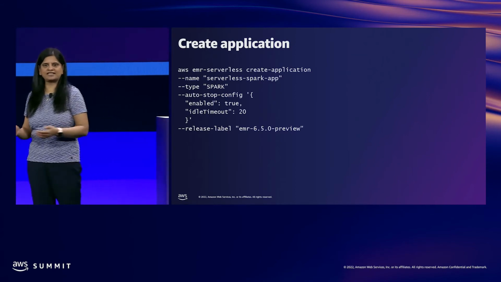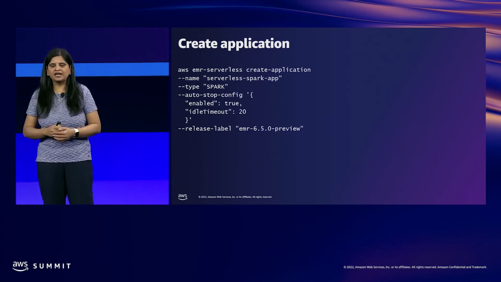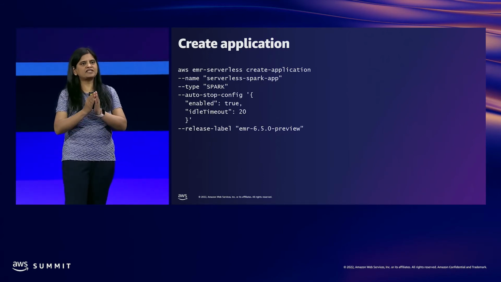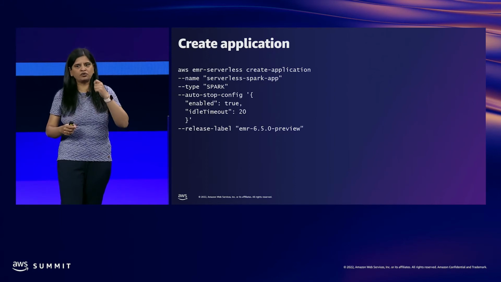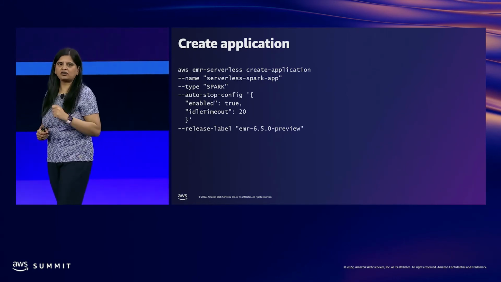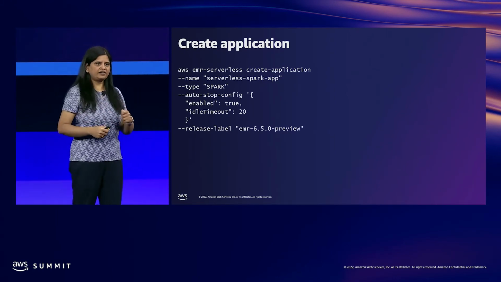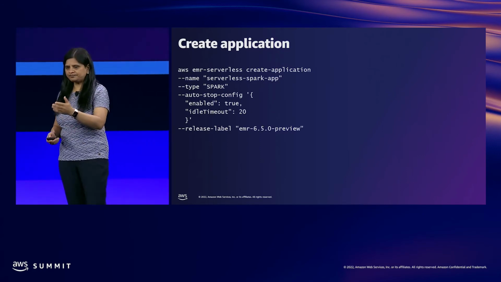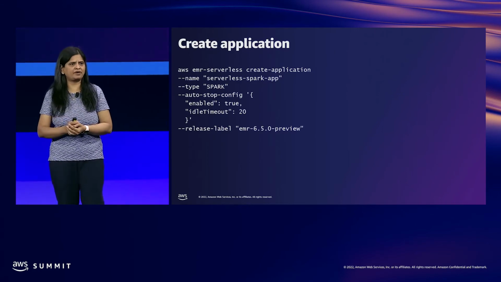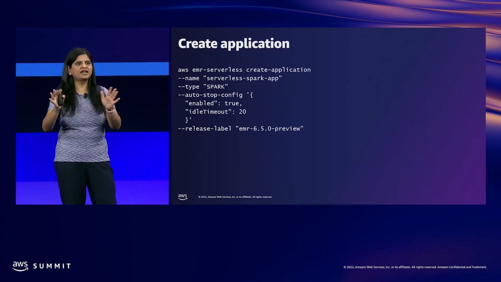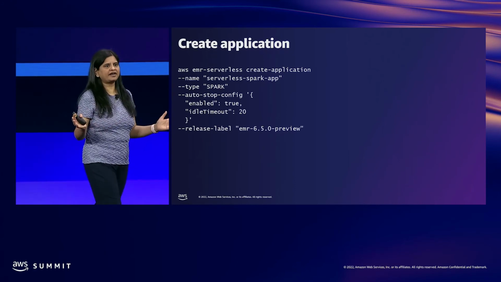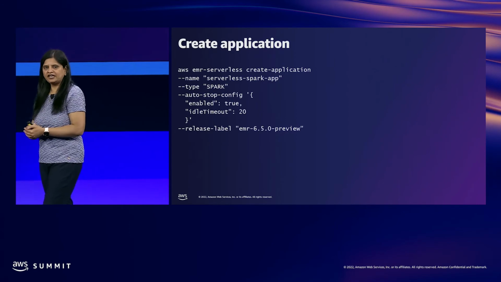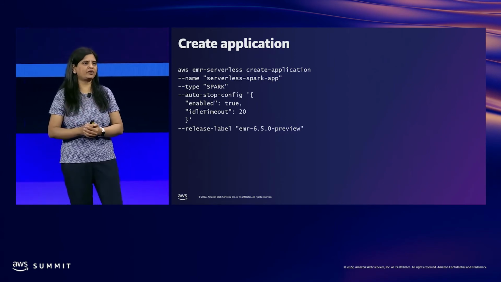So in this example, I set an idle timeout to be 20 minutes. Now, auto start is automatically configured, which means that it's enabled by default. So this application will automatically start on your first job submission. But if you want to start the application through an API call, you can do that as well. Now, this is an easy way to start creating an EMR Serverless application, and this is the getting started experience for you. If you today want to try an EMR Serverless application, this is the easiest way to get started.